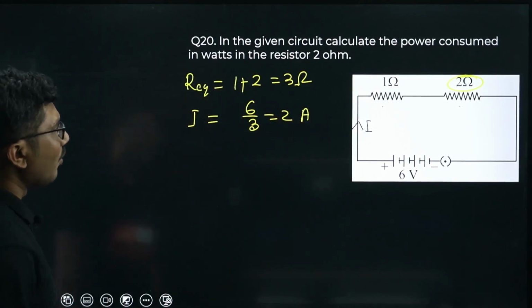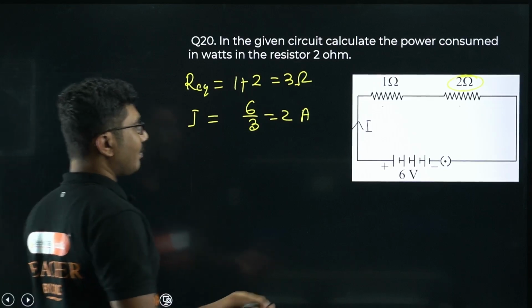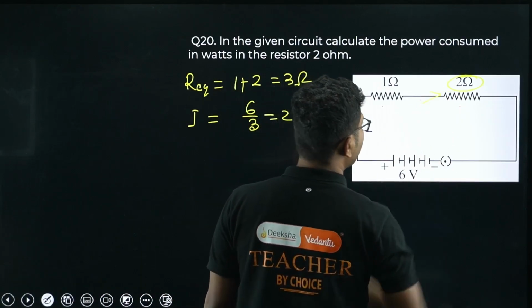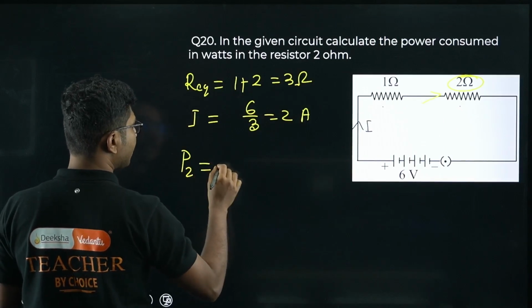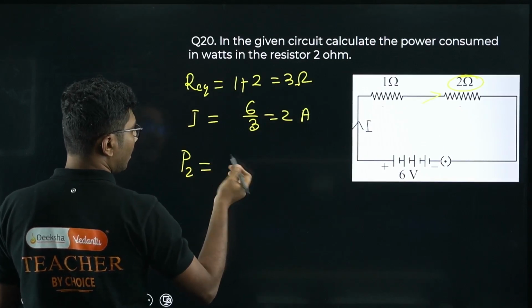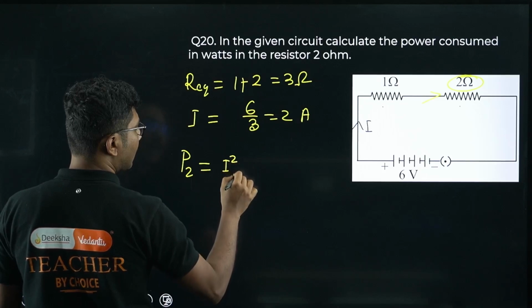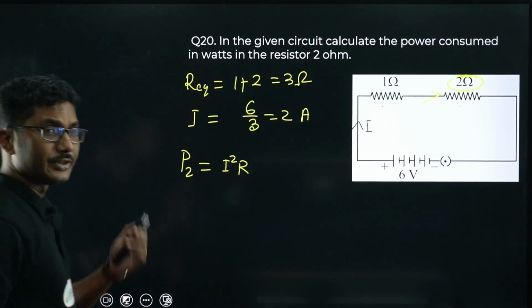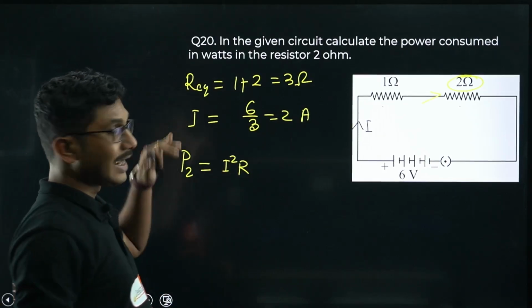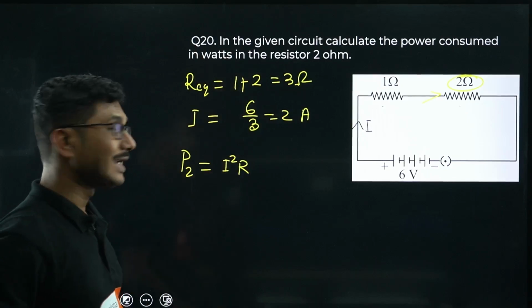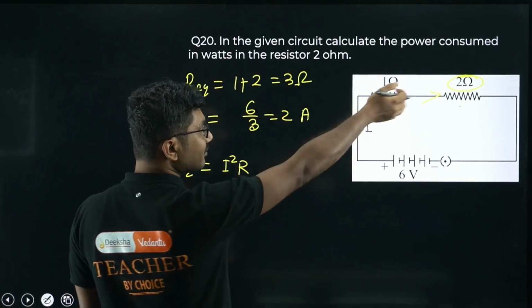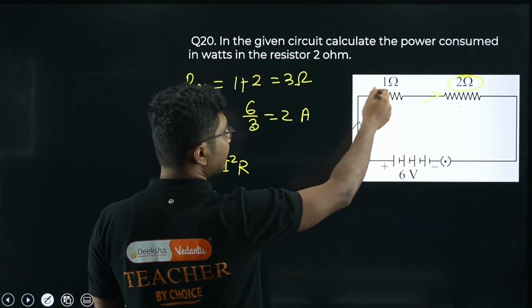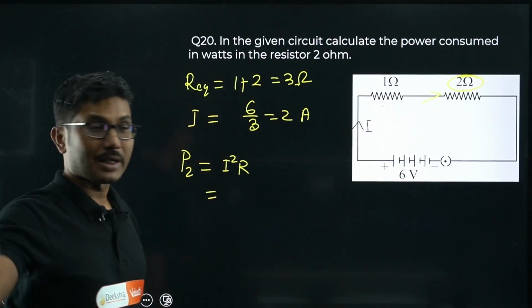Right, now what is the power consumed in the resistor 2 ohm? So power consumed in resistor 2 ohm is basically I square R. That is the easiest formula that I can use in this case. Okay, VI is not applicable, then you have to calculate V again, but instead of calculating V, I will directly use I square R. I is constant for both the resistances. Both resistances connected in series, that means same current is flowing.